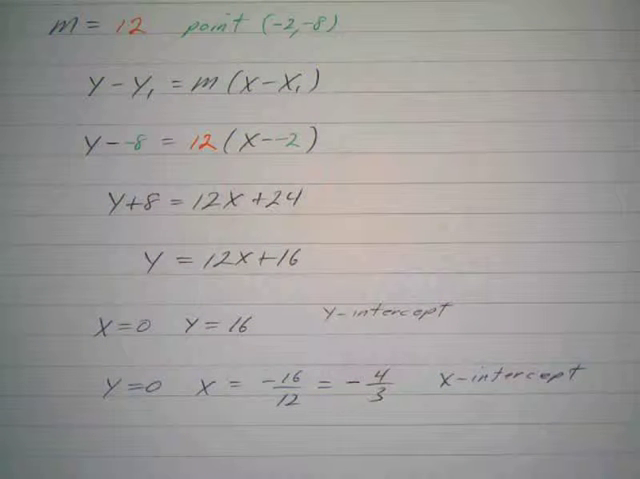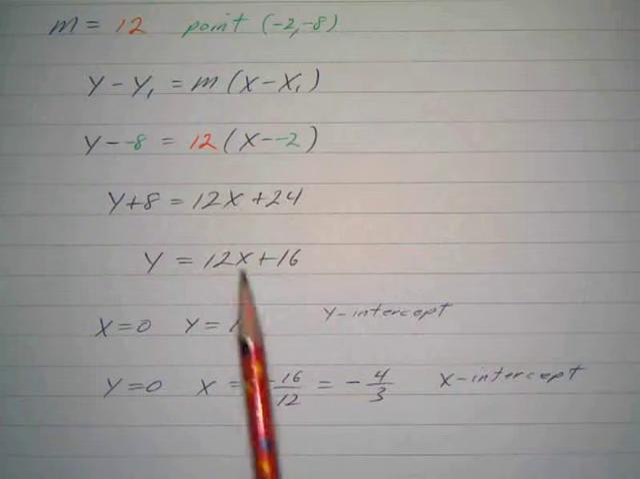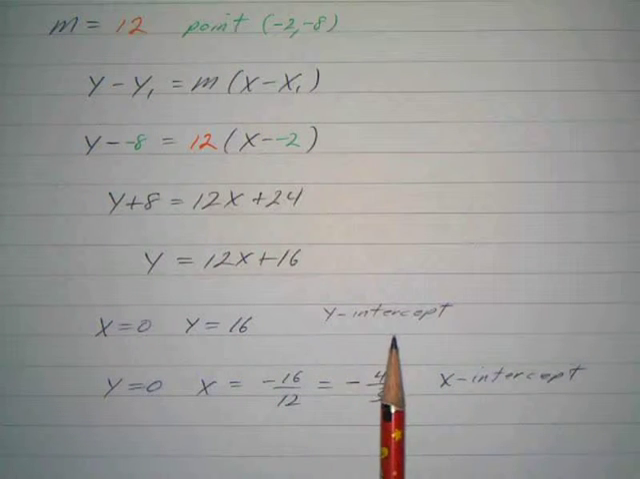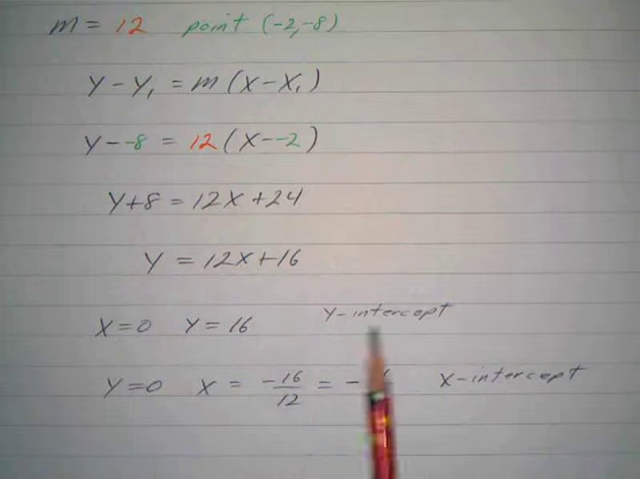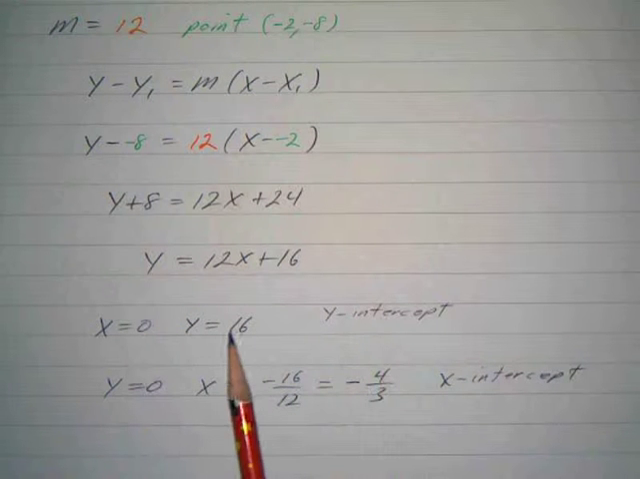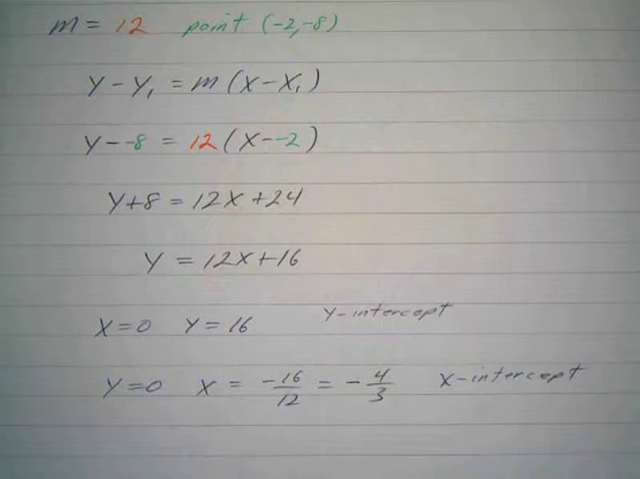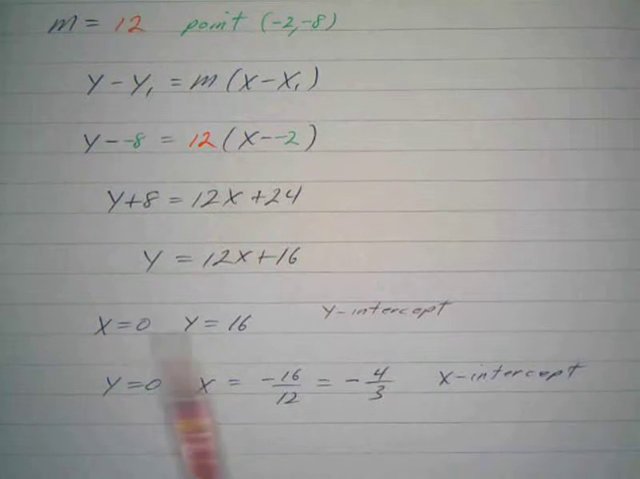And they wanted the y-intercepts and the x-intercepts, so when x is 0, I have the y-intercept. If I put 0 in here, y equals 16. So this was the y-intercept, 0, 16. When x is 0, that's the y-intercept. So y is 16.